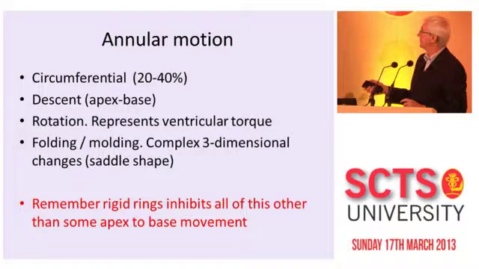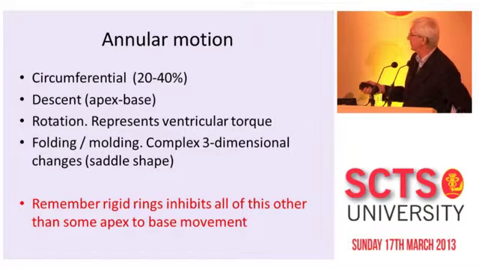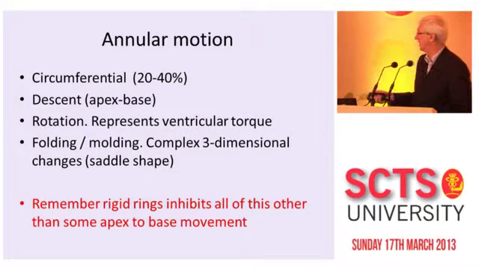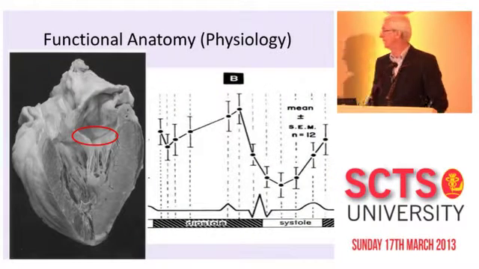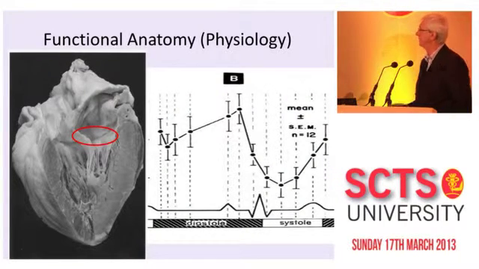It has circumferential alteration in dimensions by up to 40%. It descends apex to base. It rotates with the ventricular torque. It folds and molds in a three-dimensional conventional way, the so-called saddle shape. And rings inhibit all of this motion. The ones that do so least are the flexible rings, but even they do too.